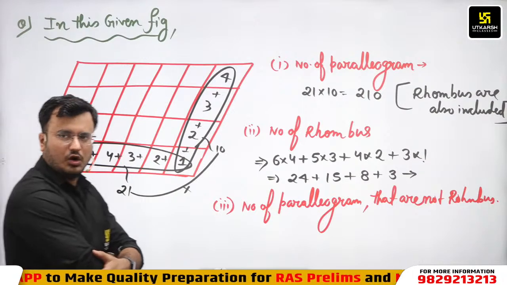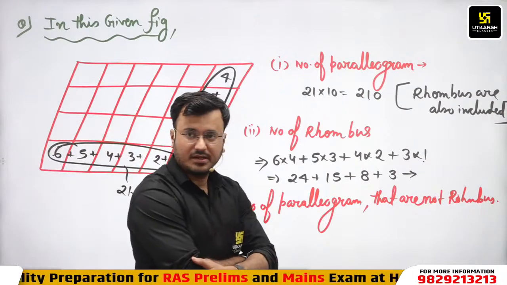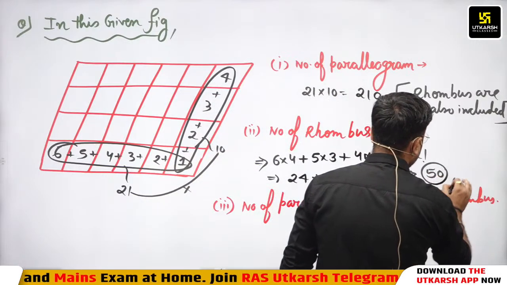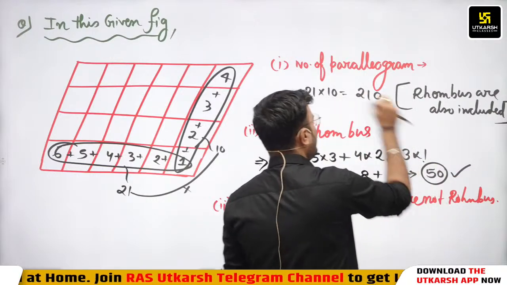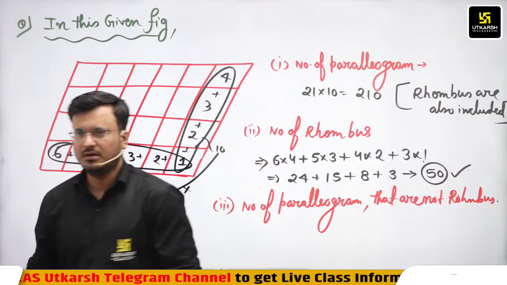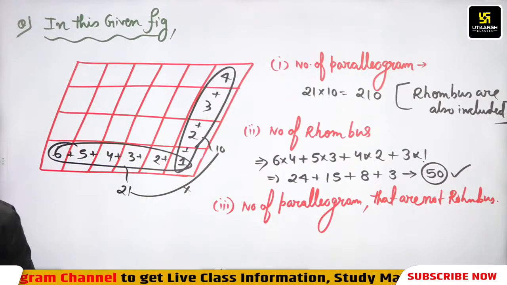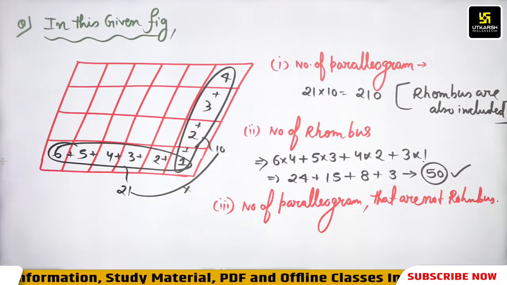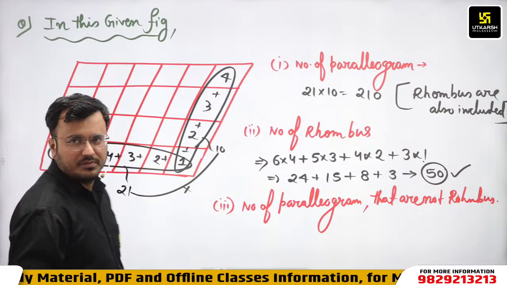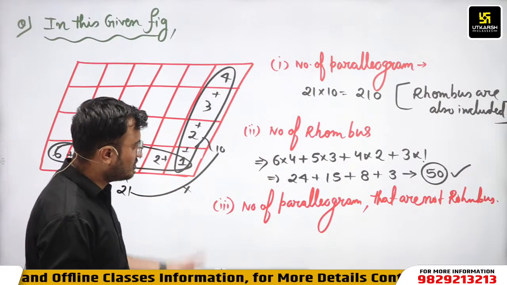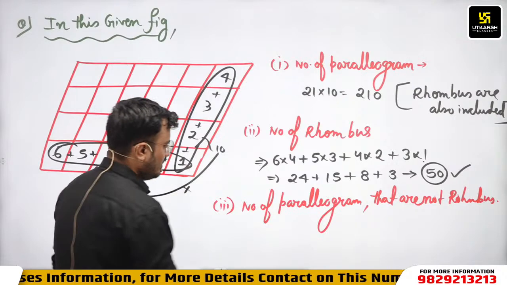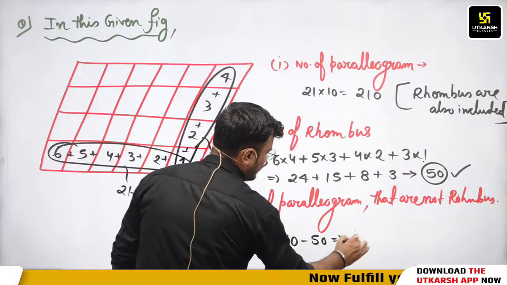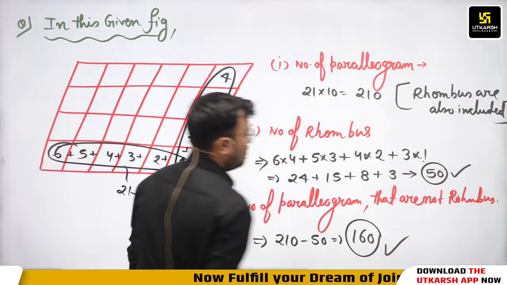So in total, how many rhombus are there? Total 26 plus 24, so 50 rhombus are there, and these 50 rhombus are included in 210. Yes or no? These 50 rhombus are included in 210 parallelograms. So we need to subtract to get those parallelograms that are not rhombus. So the final answer for the third question is 210 minus 50, so 160 parallelograms are there that are not rhombus.